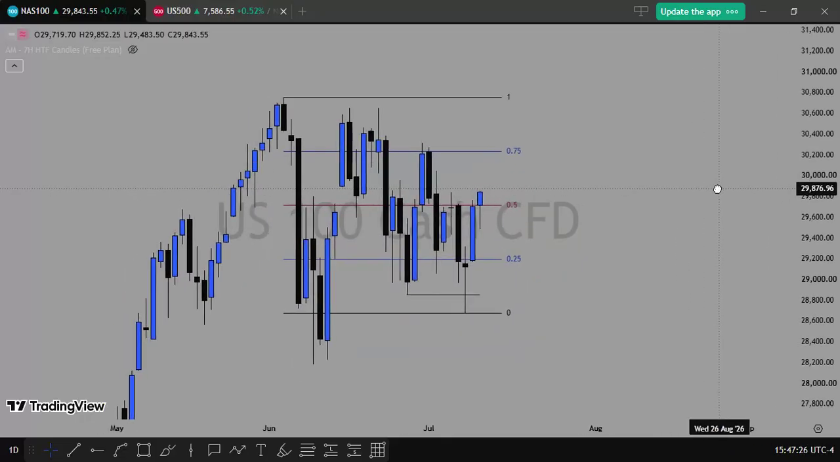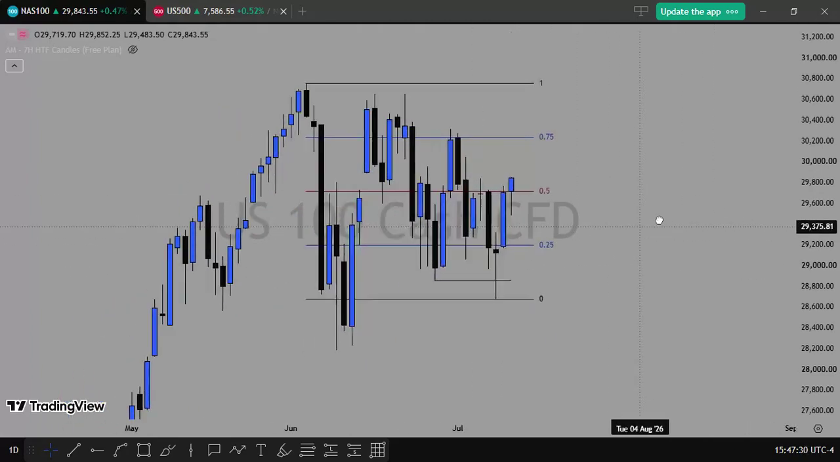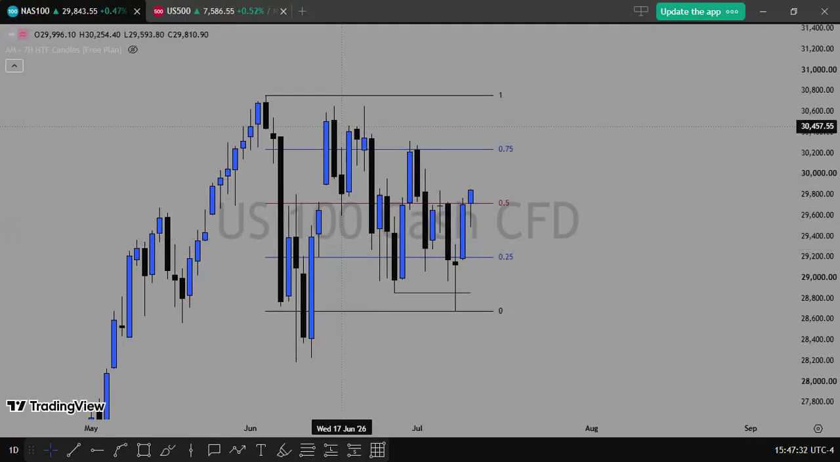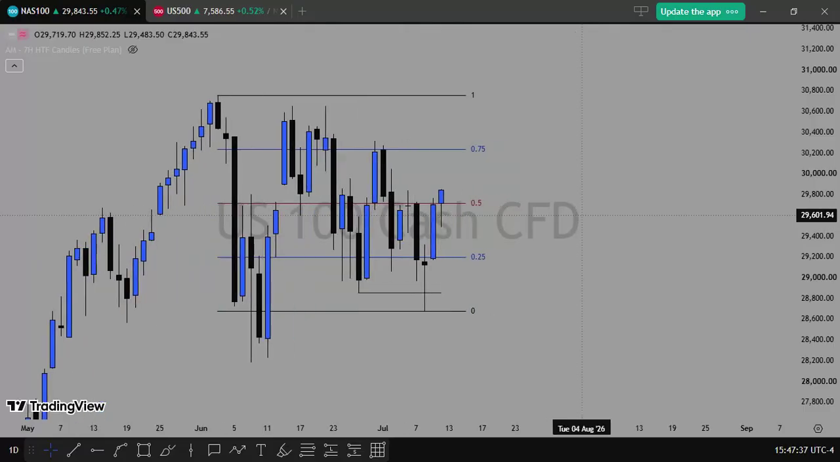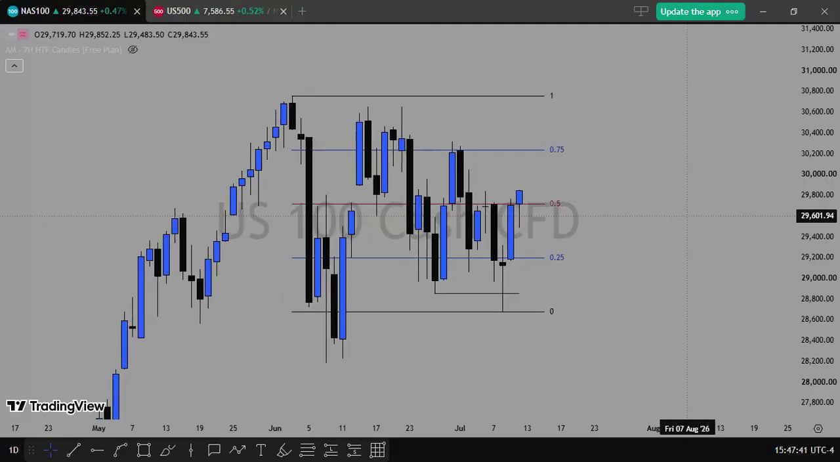So let's get into the US 100 outlook, and I'm just going to start from my daily time frame as usual. As you can see, price has been in a consolidative state for the past few weeks, the past few days, and that is all I need to understand at this point.